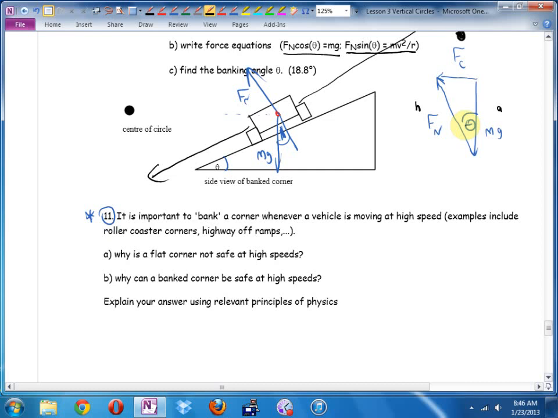Now it says, be safe at high speeds. You have to hit it at the right speed. Do they, on banked corners, always post a speed limit? Really? No. Someone thought of that? Yeah. Now you know.